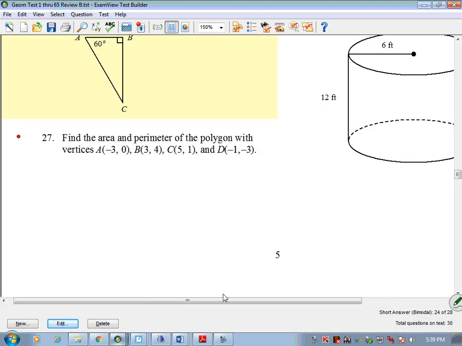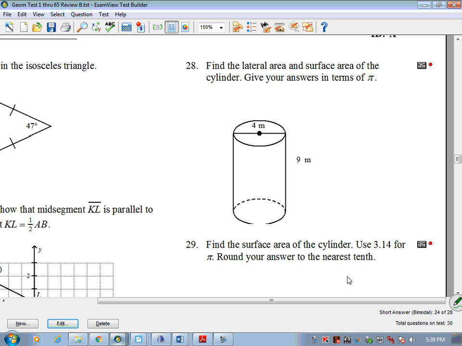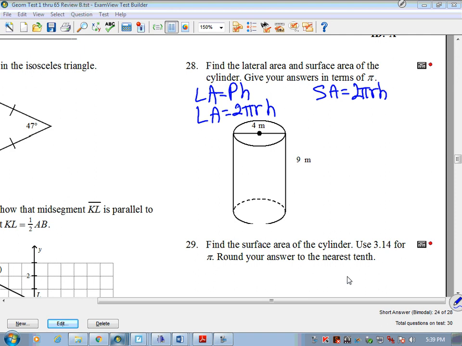And come back here. 28, lateral area and surface area. Okay, lateral area is perimeter times height. And perimeter of a cylinder is going to be 2 pi r, there's my h. Surface area is 2 pi r h plus 2 pi r squared, because we want to add the 2 bases to it.